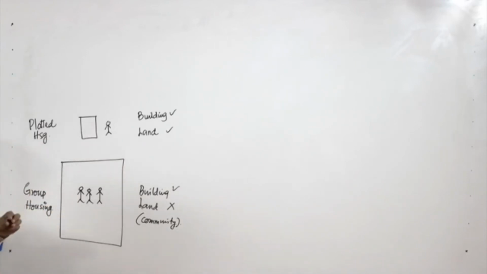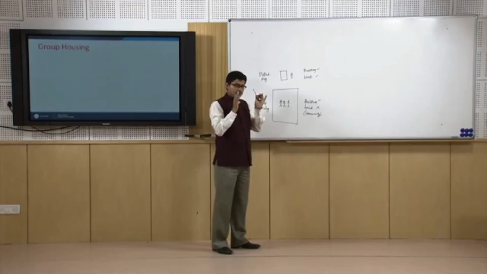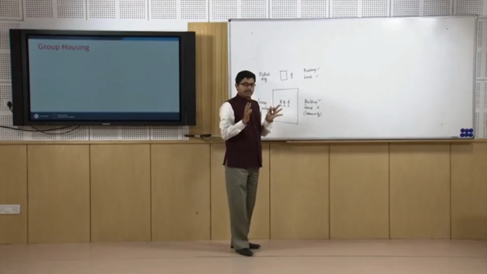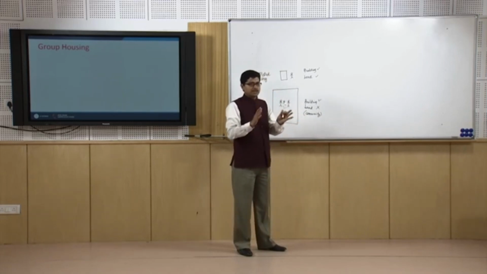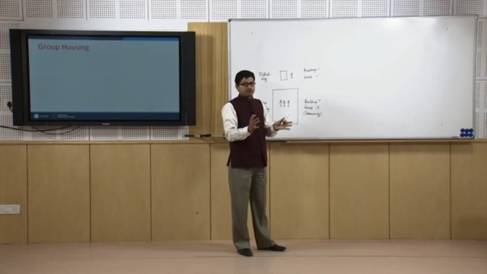In plotted housing our basic objective was to consider the total number of plots, which can be calculated from the total population given by the master plan or the housing strategy, and then accommodate that many plots.